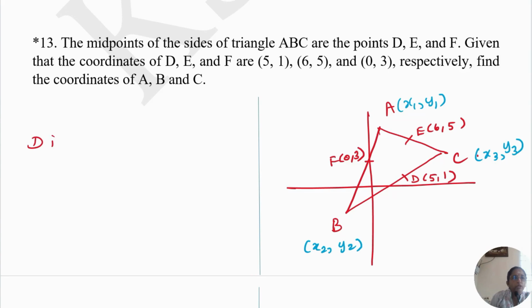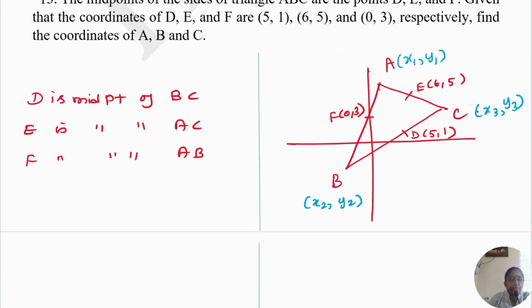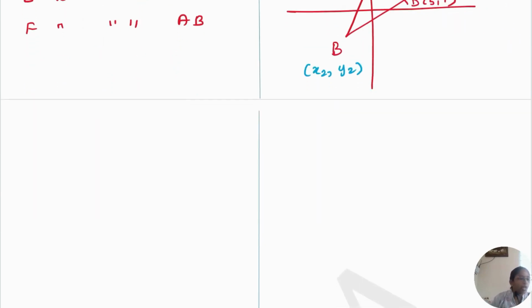So now look at your data. D is the midpoint of BC, E is the midpoint of AC, and F is the midpoint of AB. That's all. So now you can consider your data. With the triangle ABC, first you consider your BC side. So here in the midpoint data, (5, 1) is given to us. With that you can form equations. So now let us consider the triangle ABC with A (x1, y1), B (x2, y2) and C (x3, y3).